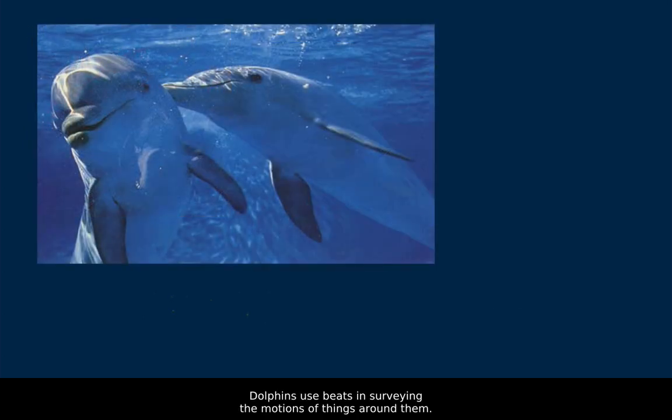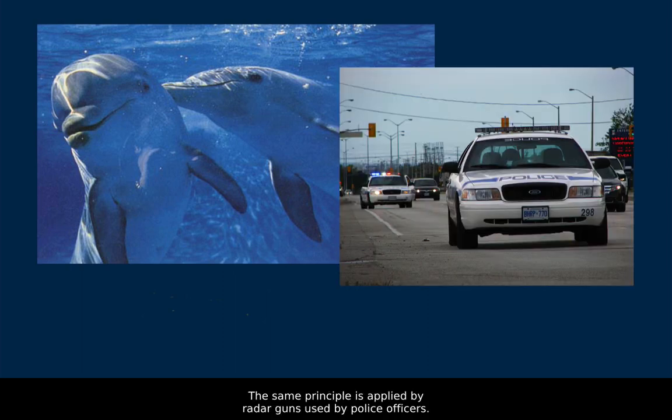Dolphins use beats in surveying the motions of things around them. When a dolphin sends out sound signals, beats may be produced when the echoes it receives interfere with the sound it sends, sort of like when Wavy Wilma shook her rope against the wall. When there's no relative motion between the dolphin and the object returning the sound, no beats occur. But when there's relative motion, the echo has a shift in frequency and beats are produced. The same principle is applied by radar guns used by police officers. The beats between the signal that is sent and the one that is reflected are used to determine the speed of a car.